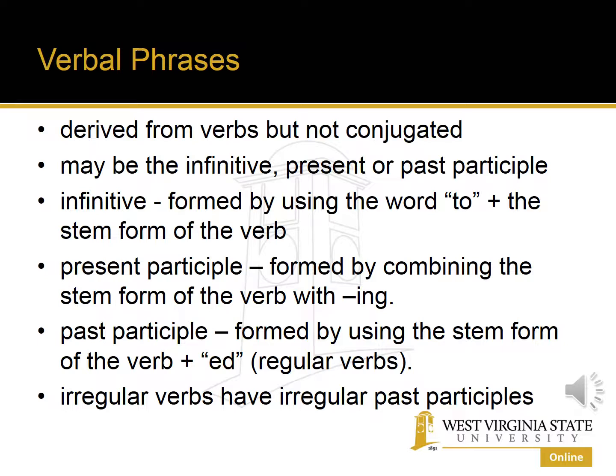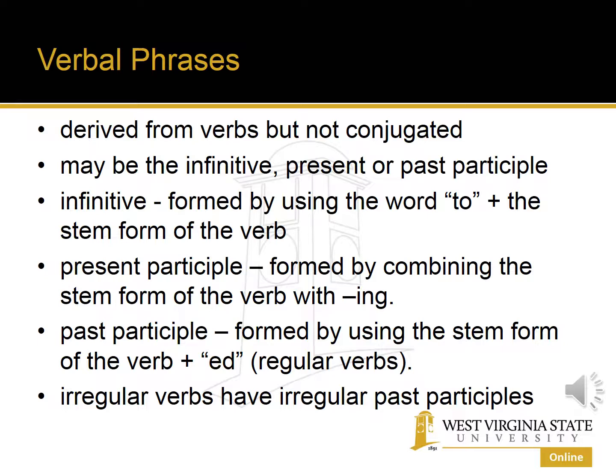The present participle is formed by adding ing to the verb stem. There are no irregular present participles except that most verbs that end in E drop the E before adding the ing. You maybe remember that rule from when you were younger. So bite, for example, has a present participle, biting, but the E is dropped. Separate ends in an E, but separating drops the E after the T before the ing.